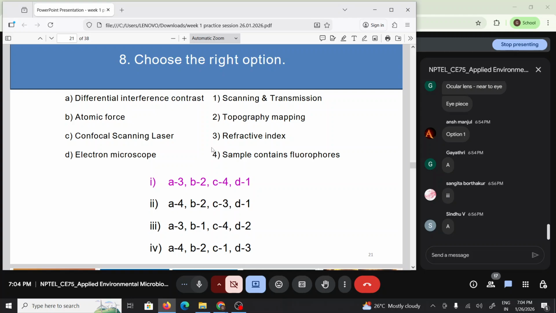So the right answer is A. For differential interference contrast, we need refractive index, and atomic force usually gives us topographic information. Confocal scanning laser samples usually contain fluorophores, and electron microscopy can be either scanning or transmission. I hope this was clear.